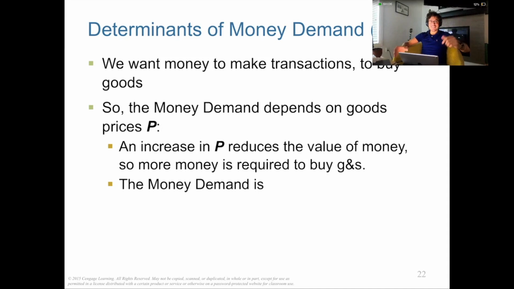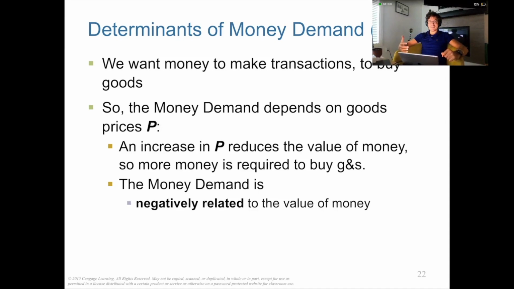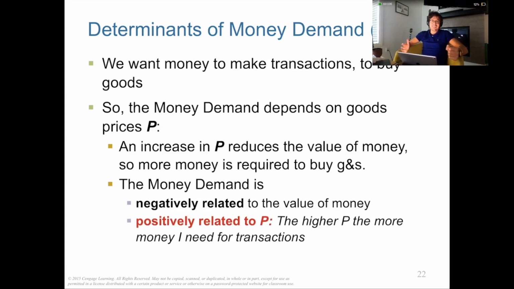So money demand is negatively related to the value of money, which means the more powerful your money is, the more goods you can buy for each one of these fancy coupons, and therefore you keep fewer of these fancy coupons in your pockets because you can buy more stuff with less. And it is positively related to the price. The more money you need in order to buy any good, the more of this money you need to keep in your pockets or in the bank in order to make these transactions.